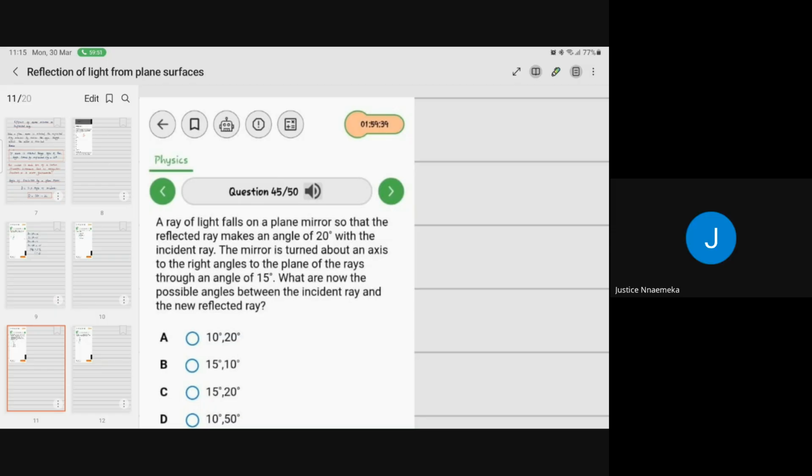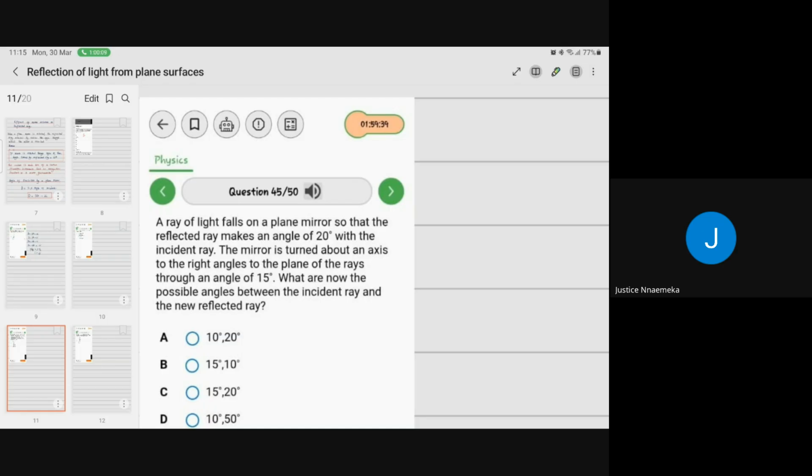Okay, so let me try. Since it does like that, it will now be divided by 2, which will give us 10. Then the one for the incident ray will be 15 times 2. How do you get the 10 degrees for the incident ray?